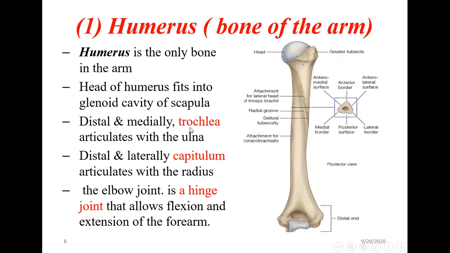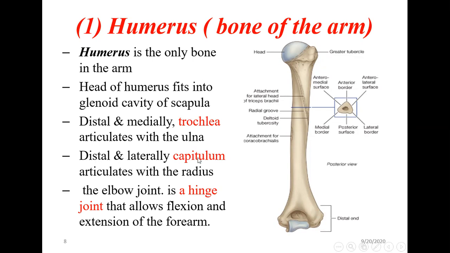Distally and medially, the trochlea articulates with the ulna. Distally, below, in the forearm, there are two bones, one of which is called the ulna. This is the trochlea, which articulates with the ulna bone. You'll see the bones of the ulna and radius in a short while.